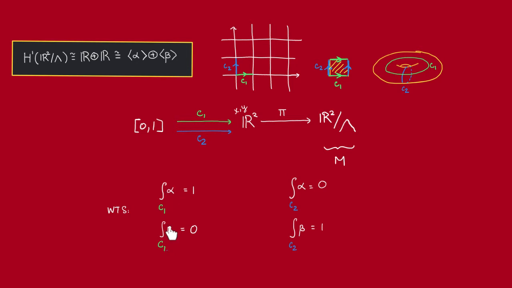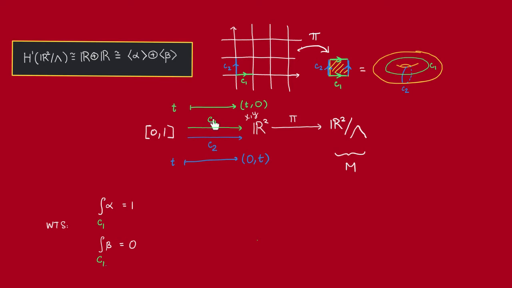Moreover, alpha and beta must be linearly independent, because if alpha is a multiple of beta, or vice versa, then the integral of alpha over C1 must be a multiple of the integral of beta over C1. And so 1 must be a multiple of 0, which is a contradiction. So alpha and beta are non-zero and linearly independent, so they must generate this H1 as a real vector space. They must form a basis for this. Thus, it suffices to compute the values of these integrals, and that's what we're going to do now.